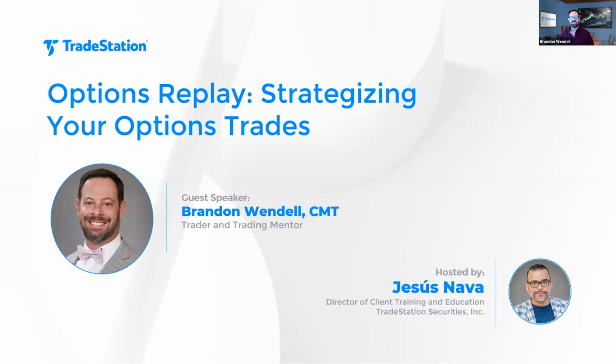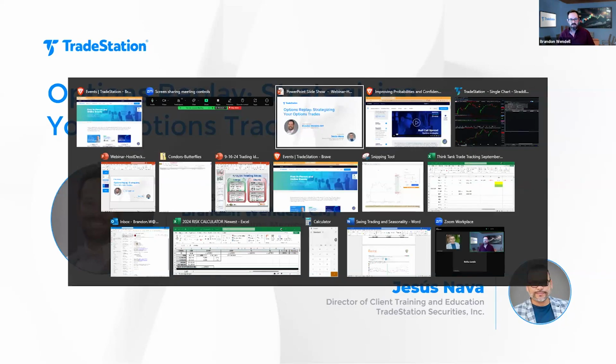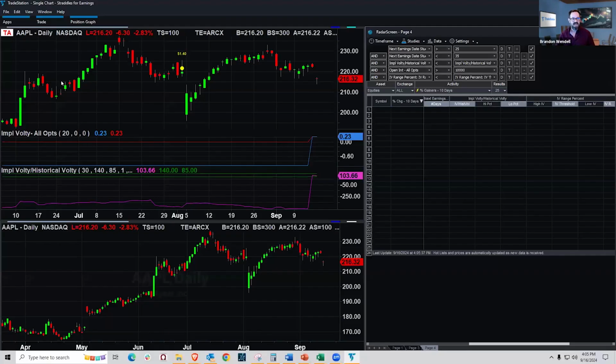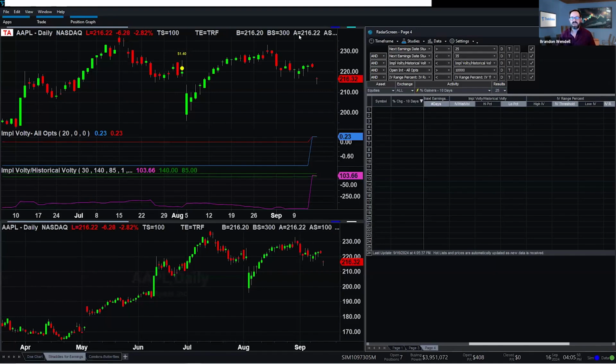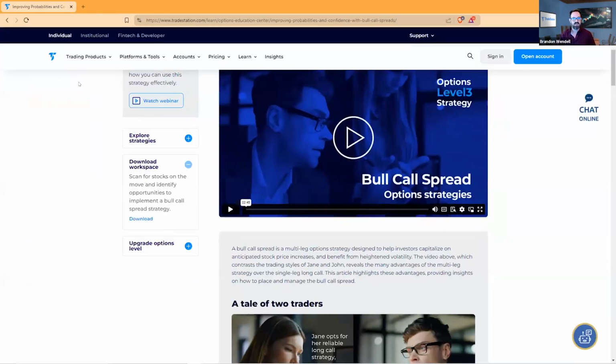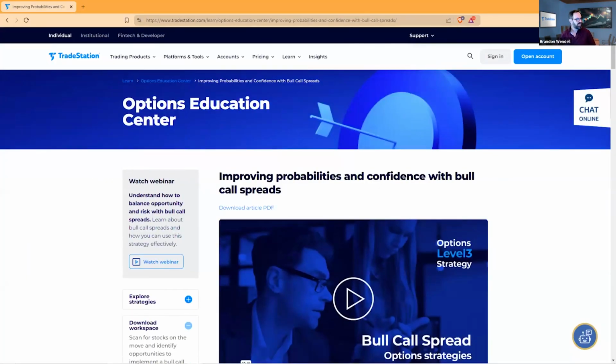TradeStation itself is pretty powerful. So I actually have logged into, let me see, there we are. I actually realized that I switched computers. This is my normal trading computer that I work on for my trading. I didn't have all the workspaces downloaded, but that's easily remedied because TradeStation was kind enough to create education for you. And it's right here, on the Options Education Center.